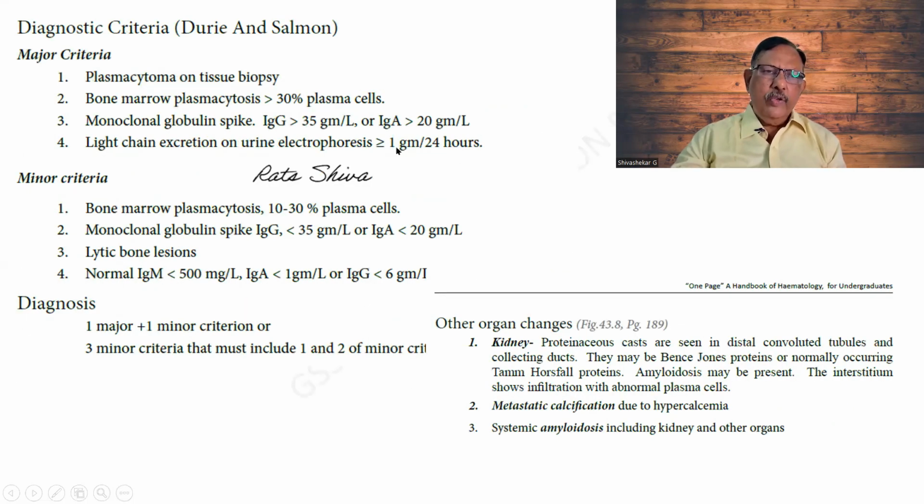There is the diagnostic criteria, major criteria and minor criteria. One major and one minor, or three minor criteria are diagnostic. I would like you people to kindly go through this criteria leisurely and by heart. Other organ changes. In the kidney, I can see the precipitation of the protein, Tamm-Horsfall protein, the Bence-Jones protein. Another important feature will be the deposition of amyloid.